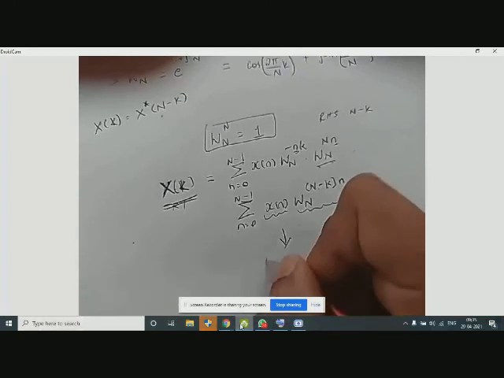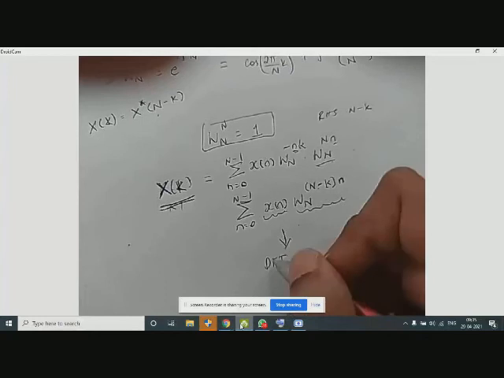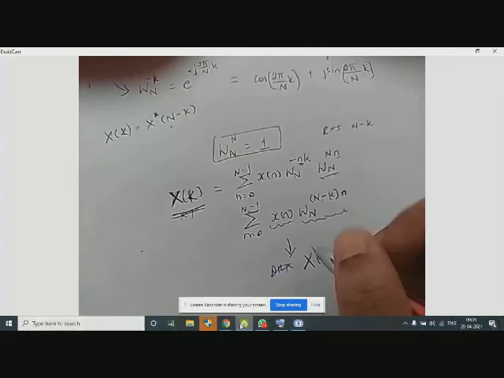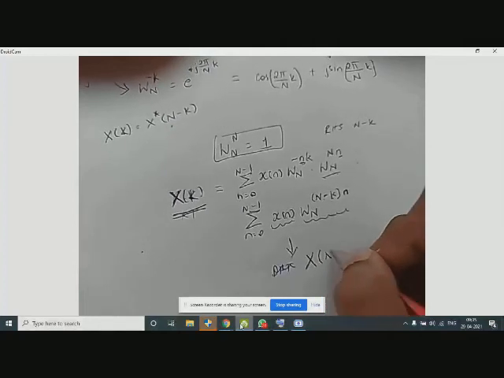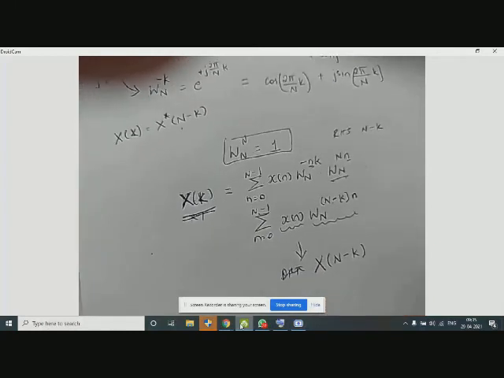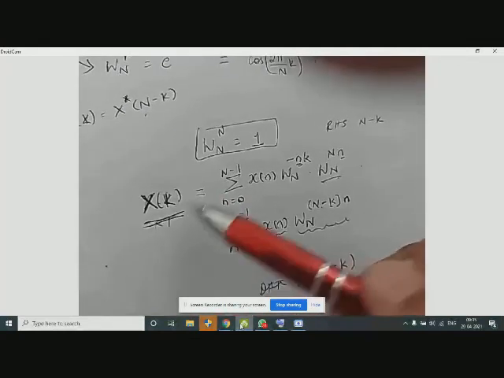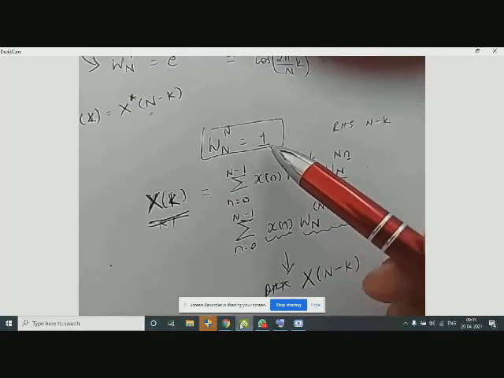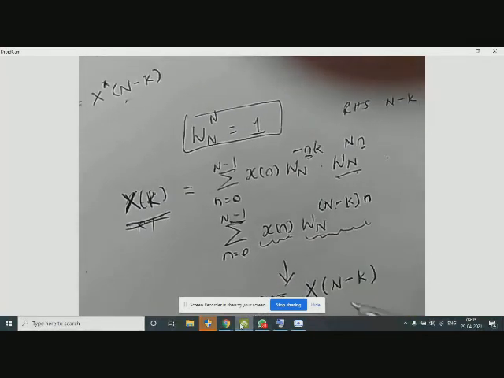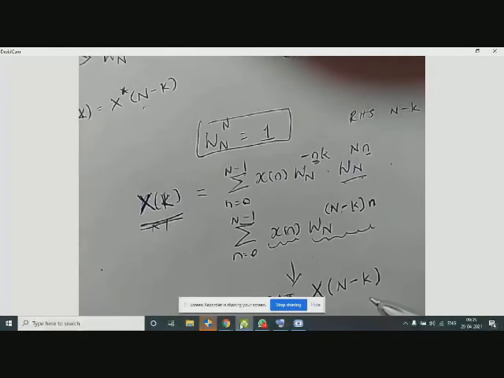So what is this? This is nothing but the DFT of the sequence x of n, such that it is x of n minus k. Got this? This is what we were trying to prove. So I don't have to multiply on LHS and RHS because this term is equal to 1. I am going to adjust the term in such a way that I'll get n minus k in my RHS. Got this?